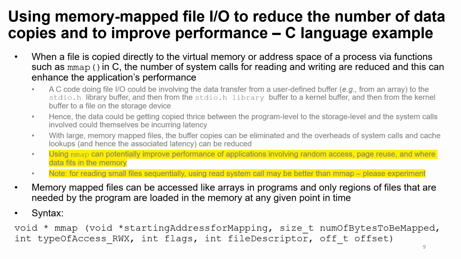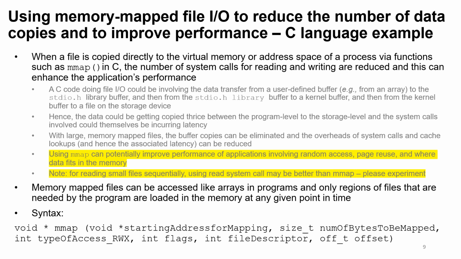A C code for doing file IO could be involving the data transfer from a user-defined buffer, for example from an array, to the stdio.h library buffer, and then from the stdio.h library buffer to the kernel buffer, and then from the kernel buffer to a file on the storage device. Hence, the data could be getting copied thrice between the program level to the storage level, and the system calls involved could themselves be incurring latency.